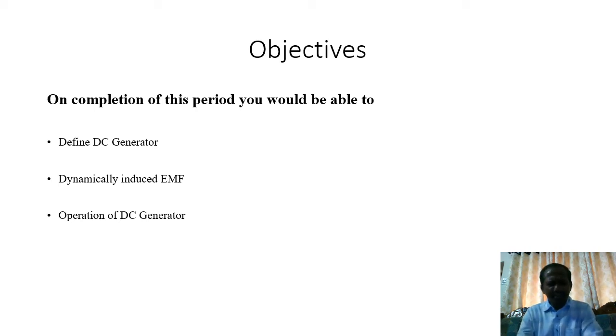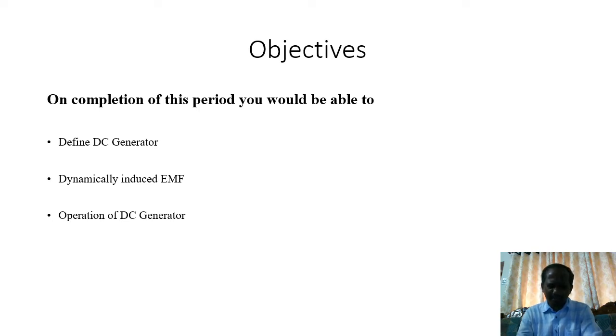The definition of a DC generator is that it converts mechanical energy into electrical energy. The prime mover input of the machine is mechanical energy. The output of the machine is electrical power. The conversion of mechanical energy into electrical energy is called a DC generator.